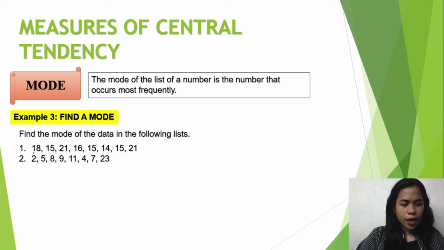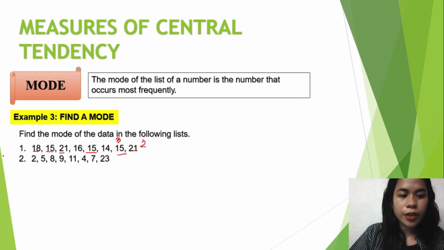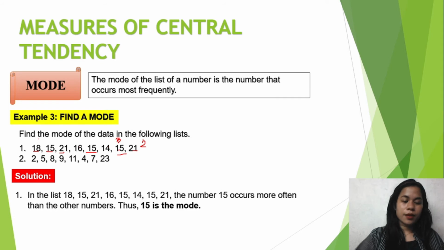So, if we have 18, it occurs only once. Pag 15, we have 1, 2, 3. So, yung 15, it occurs 3 times. How about 21? 21, 1, 2. So, we have 2. And 16 and 14, they occur only once. So, therefore, in number 1, the mode here is 15. Okay. So, 15 is the mode.